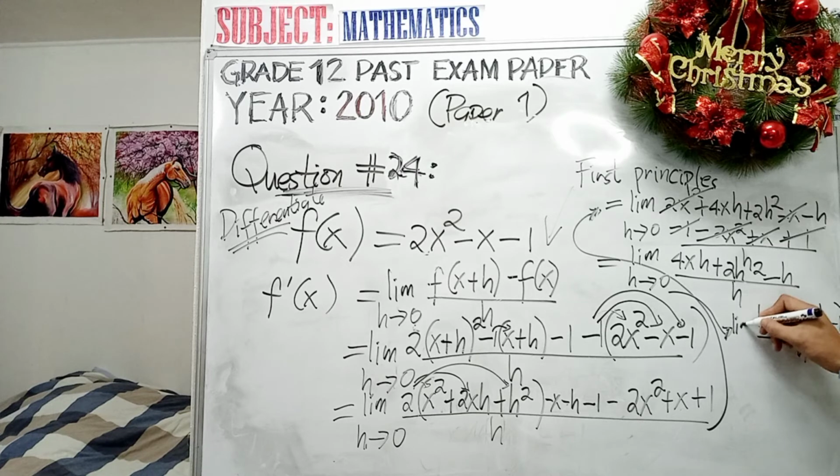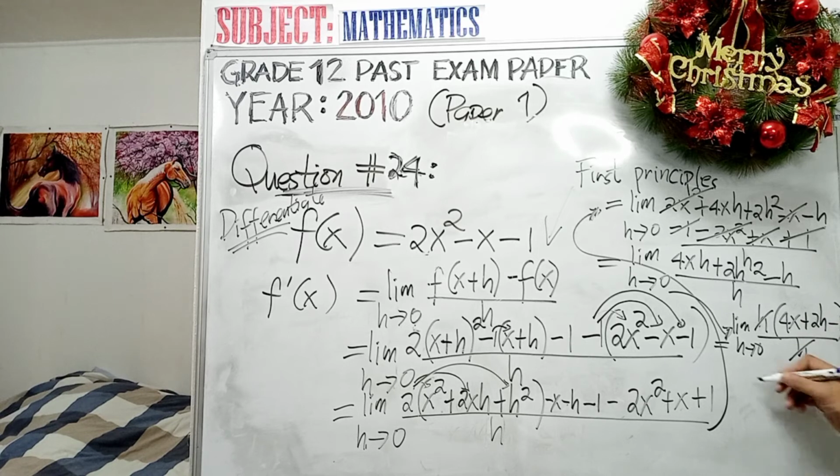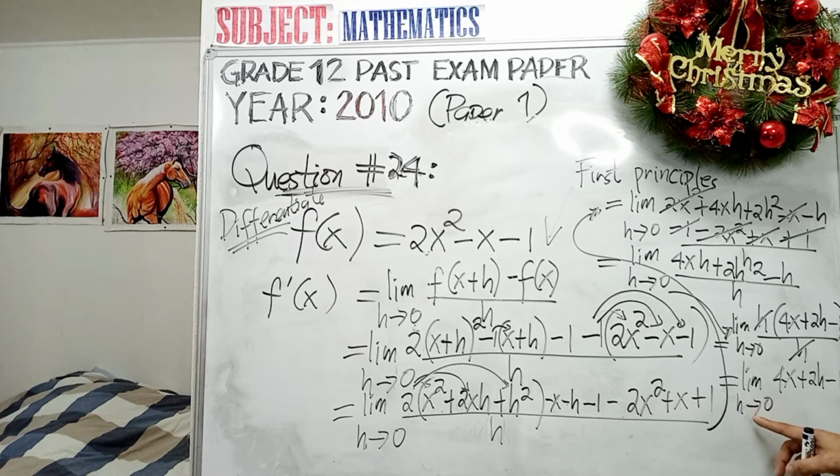So this is the limit as h approaches 0. So you cancel that h. Now the final, not the final answer yet, you have that limit of 4x plus 2h minus 1 as h approaches 0. Now, in this case, you are not going to substitute h equals 0 here. Remember that in calculus, it is as h approaches 0.